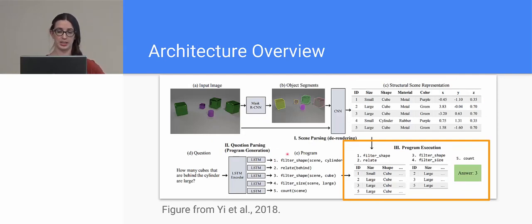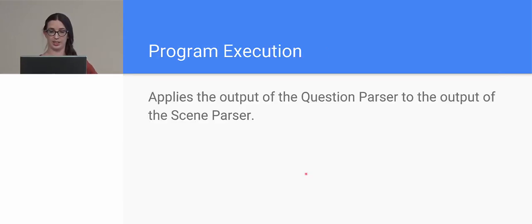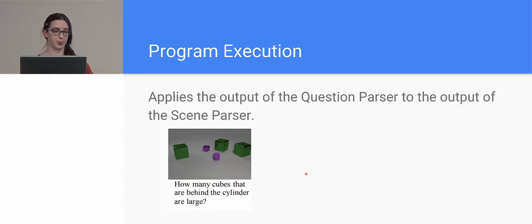And our y sub t is going to be each of these output tokens. So each one of these is y sub 1, y sub 2, y sub 3. So now we have our representation, we have our program, and the last step is simply to apply the output of the question parser to the output of the scene parser and execute our program.